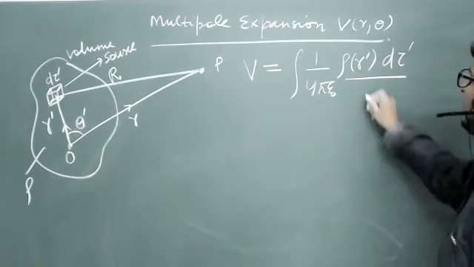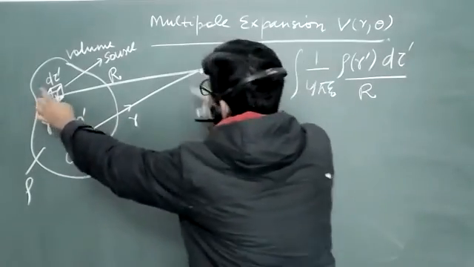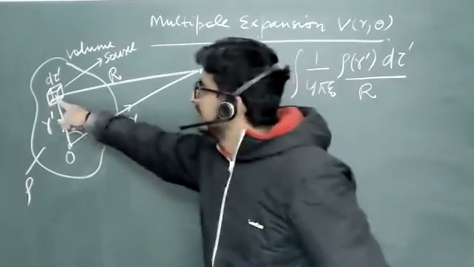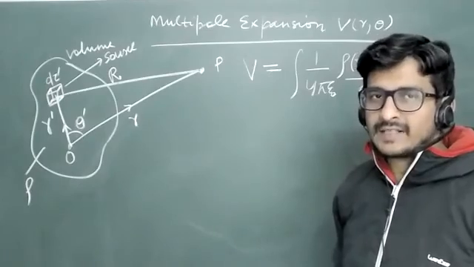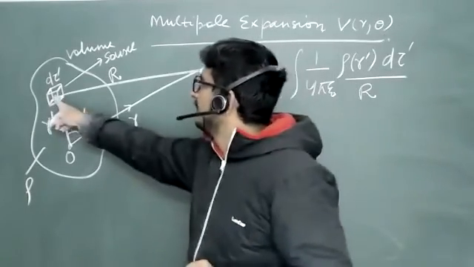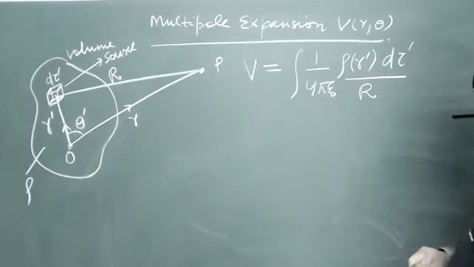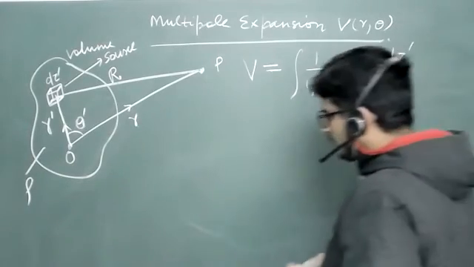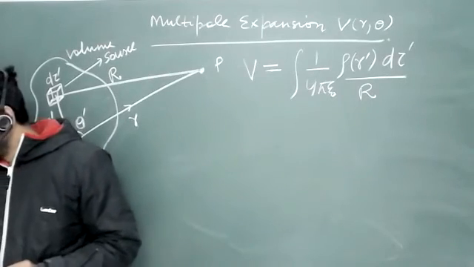Capital R. Yes, this is the distance, for potential. This is like a point charge. It is behaving like a point charge, and we are writing the potential because of this charge. So V is equal to 1/4 pi epsilon naught rho d tau by r. This is the potential. Now we have to write it using the same trick we have done so far.